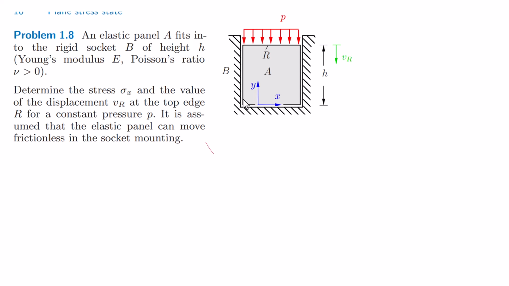In this case, we are going to take an example in which an elastic panel A fits into a rigid socket B of height h. We are going to assume some Young's modulus value E as a generic value, and Poisson's ratio is something that is greater than 0.